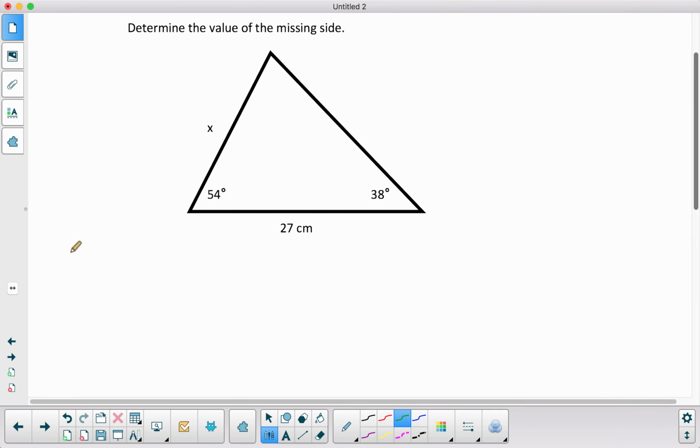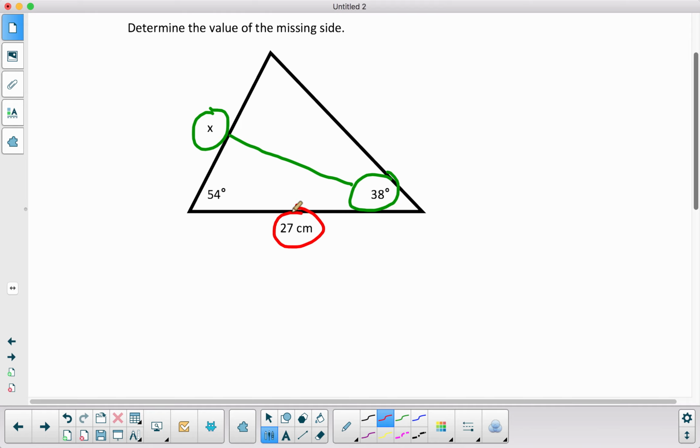Okay, in this example, we're going to find the length of a missing side. And one thing I like to do is just set up each side with its opposite angle. Draw a circle around and then connect it with this line. And it makes your calculation really easy to set up. I refer to these as dumbbells because they kind of look like the dumbbells from the old cartoons.